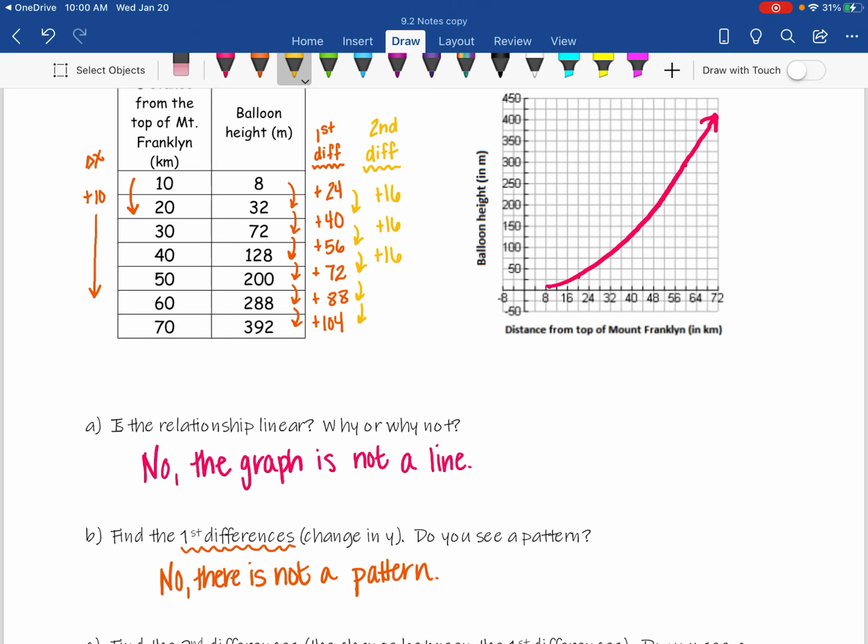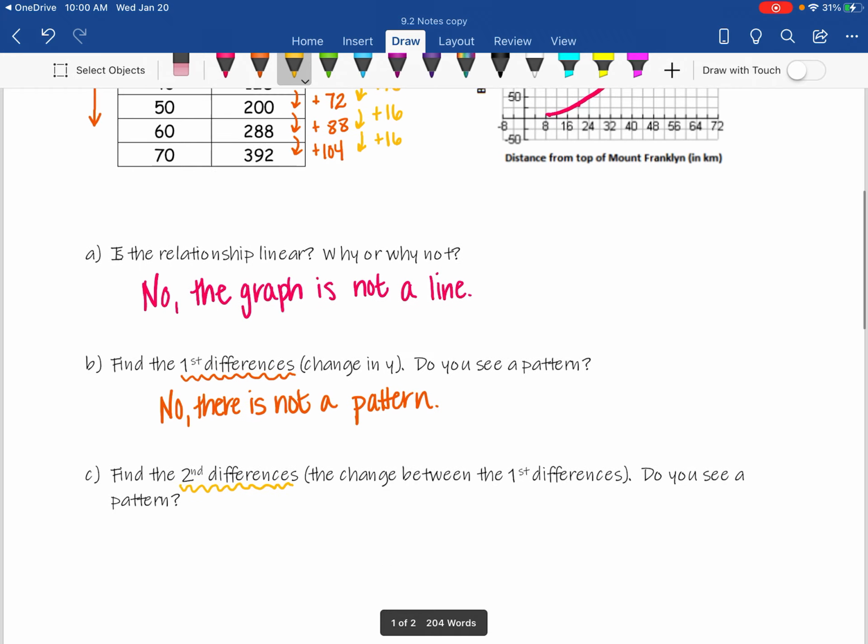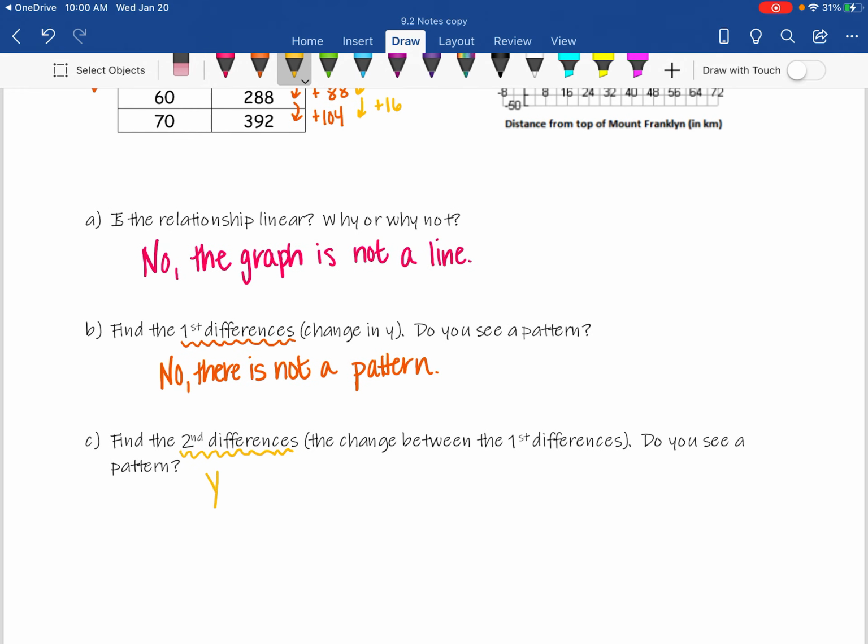56 plus 16 is 72. 72 plus 16 is 88, and 88 plus 16 is 104. Okay, so clearly there's a pattern there, right? We have 16 all the way down. So do we see a pattern?